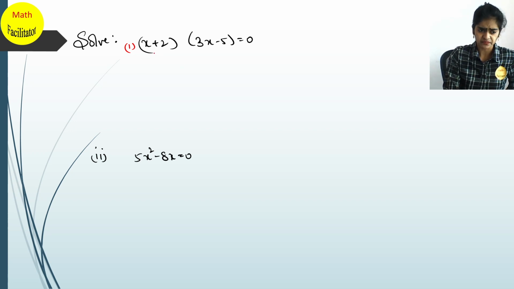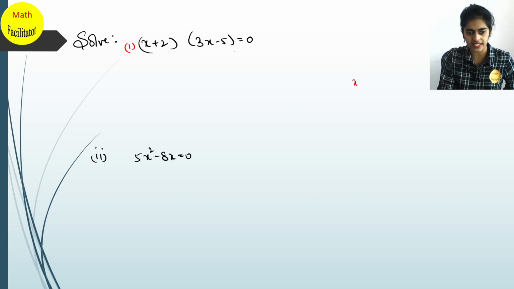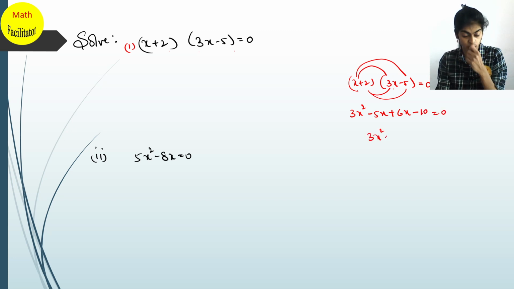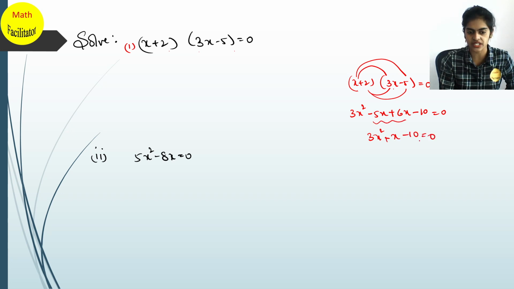So here you see (x + 2)(3x - 5) is a quadratic equation. If you solve it, multiply x with 3x and with -5, so what will you get? x into 3x is 3x² minus 5x, plus 2 into 3x is 6x, minus 2 fives are 10, equals 0. So you have 3x² plus x minus 10 equals 0.